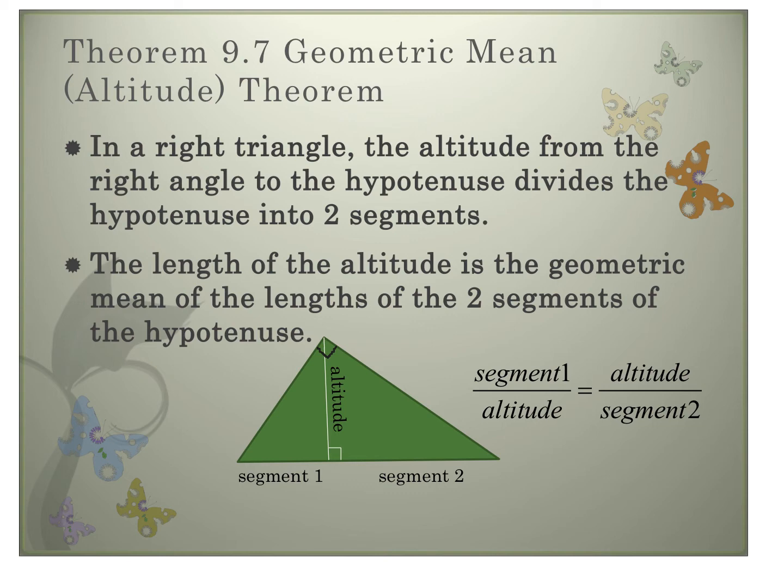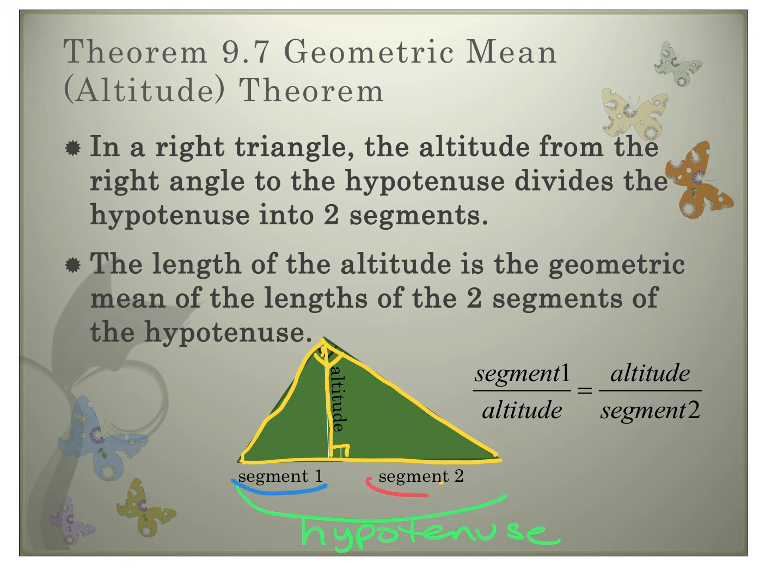So here is my original right triangle. It's got the right angle up here. And then the words say that when you draw the altitude from the right angle, so coming out of the right angle, down to the hypotenuse, this side over here, this is the hypotenuse. That altitude splits the hypotenuse into two smaller pieces called segment 1 and segment 2.